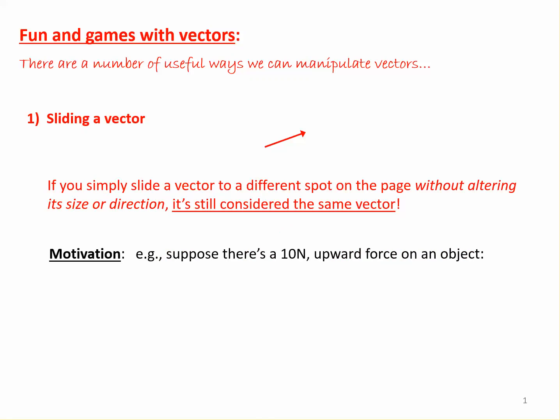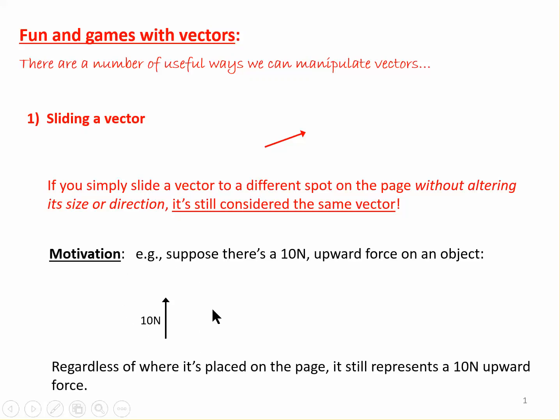Where does this come up? So let's say, for example, I have an object and there's a force on it. Let's say a 10 Newton force pushing upwards on the object. And I want to represent that. So I go and I draw a vector pointing up of strength 10 newtons. So here's my force vector.